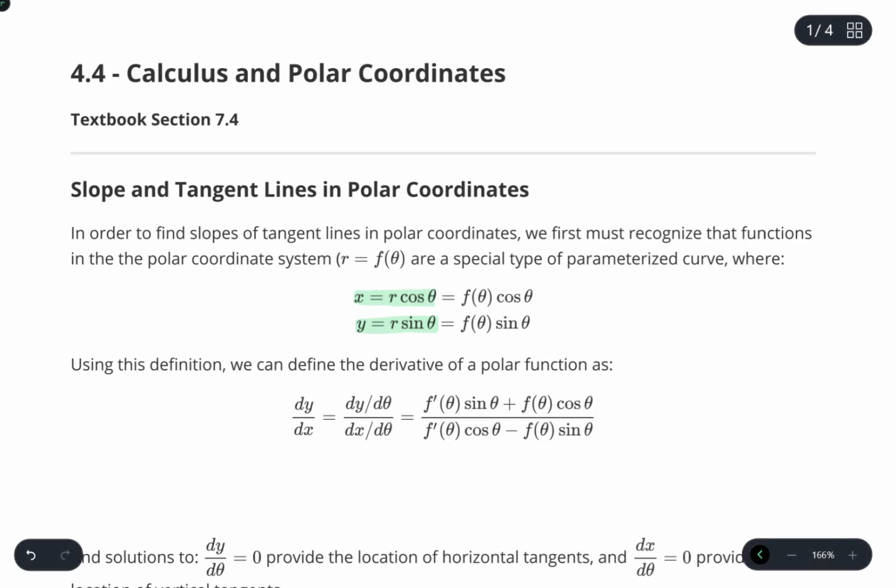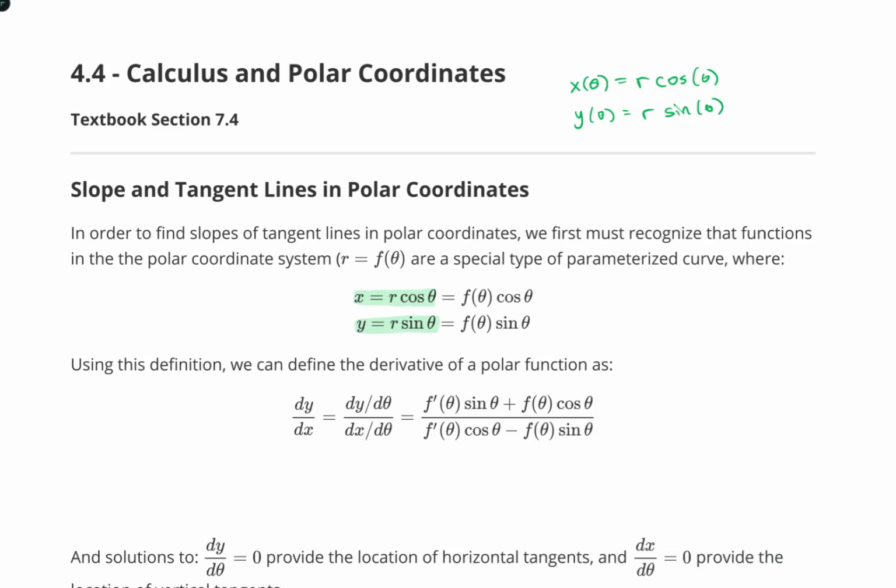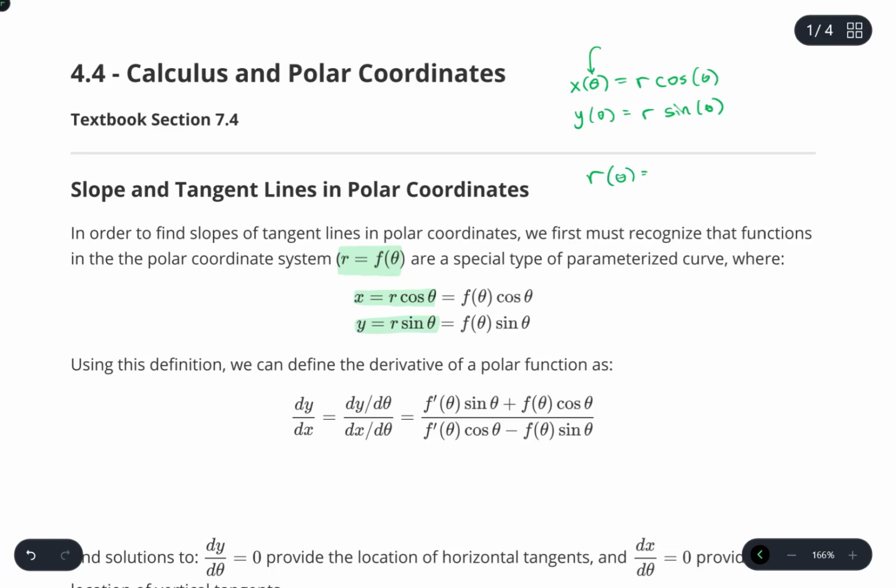Now, if we think of x and y as a set of parametric equations, then what we would have is x of theta equals r cosine theta, and y of theta equals r sine theta. Now the only issue here is that r is a variable, but it's not with respect to theta in this case. The only input variable that we have for x and y is theta. However, we also know that r is a function of theta. So r itself might look something like r of theta equals 2 sine theta, for instance. So it's a function itself of theta.